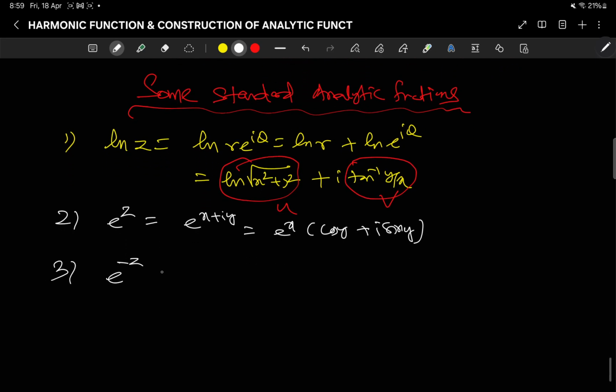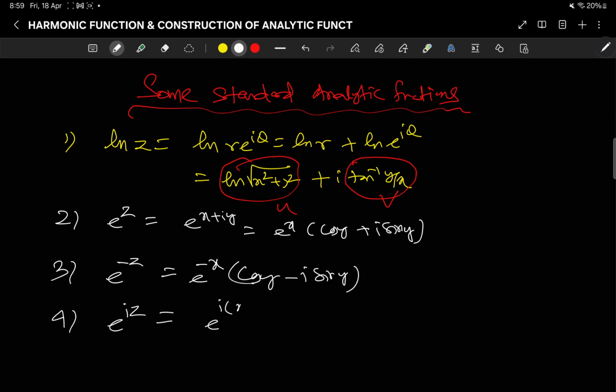Coming to 3, e to the power minus z, e to the power minus x, it is (cos y minus i sin y). Suppose here e to the power iz, it is e to the power i into (x plus iy), which is e to the power minus y into e to the power ix. So e to the power minus y (cos x plus i sin x).